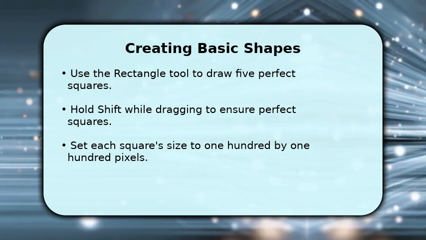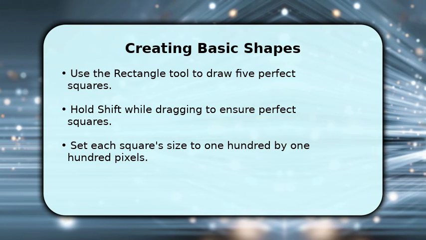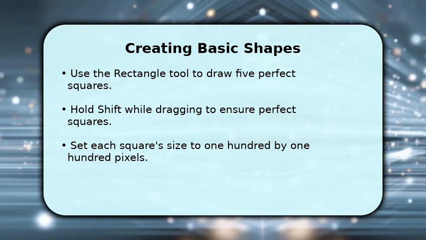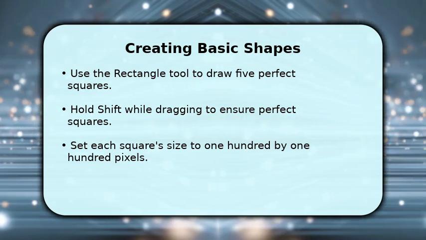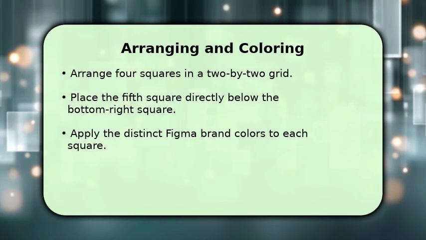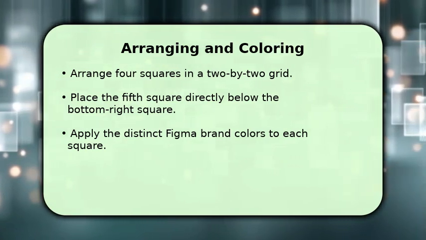Make each of these squares precisely 100 pixels wide and 100 pixels tall. We need 5 of these identical squares for our design. Now let's arrange and color our squares to form the iconic Figma shape.